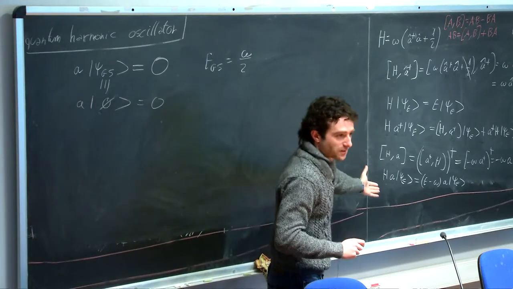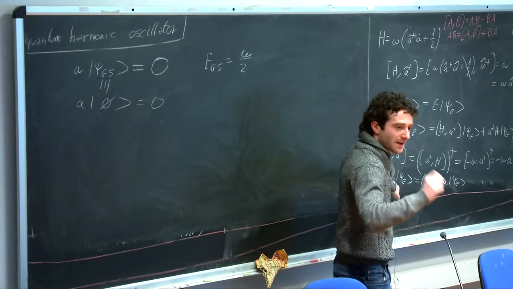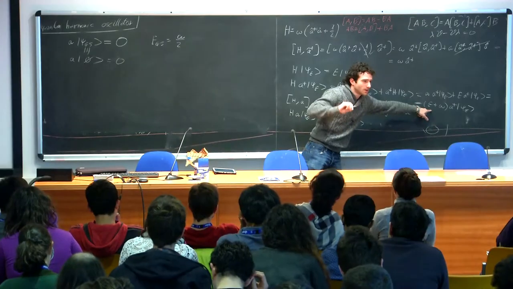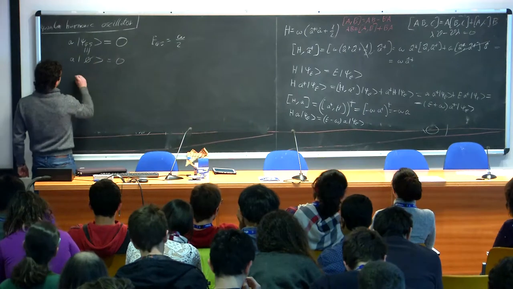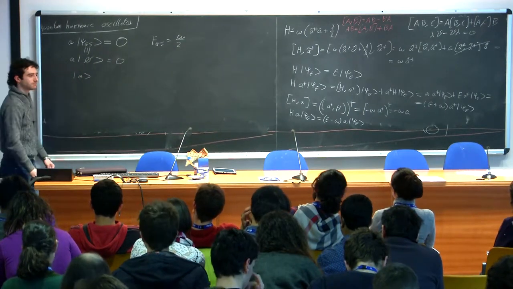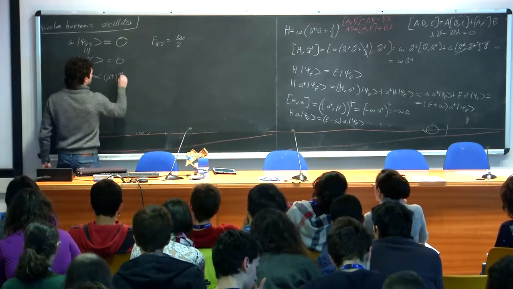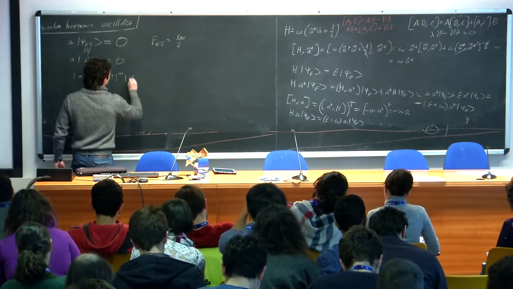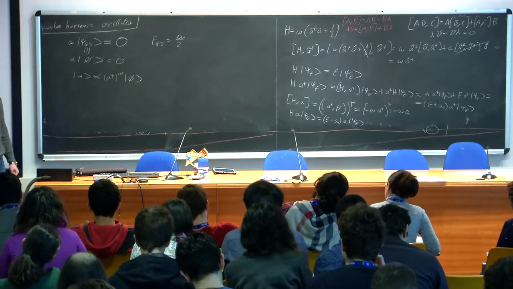And we obtain the energy of the harmonic oscillator. Actually, we obtain all the spectrum of the harmonic oscillator because we know all the excited states. We just have to apply A dagger, because every time that we apply A dagger, we increase the energy by omega. So now we can say that the generic excited state is proportional to A dagger applied n times to the ground state, to the vacuum.